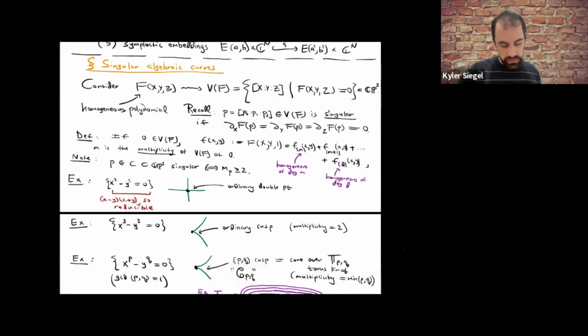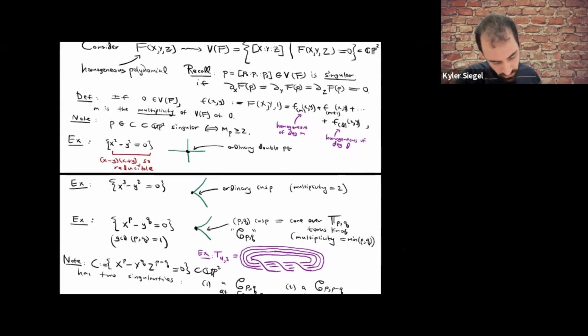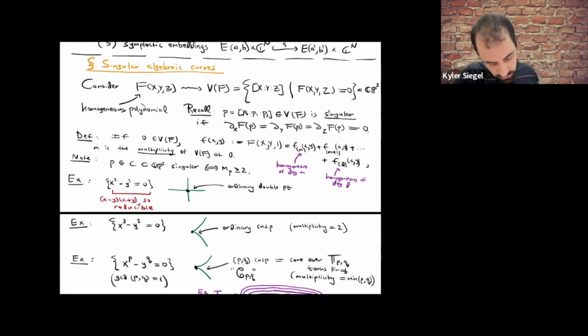It's not difficult to see that this... you can look at the link of the singularity. So basically, if you take this point and then you look at a small ball around this point, a 4-dimensional ball, then the intersection of this ball with the curve, or rather with the small sphere, will be basically a knot in S3. And in fact, the link of the singularity essentially determines the singularity, and in the case of a PQ cusp, it's just a PQ torus knot.